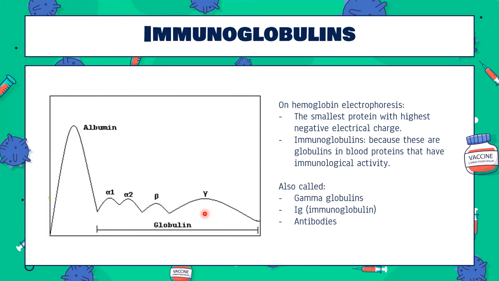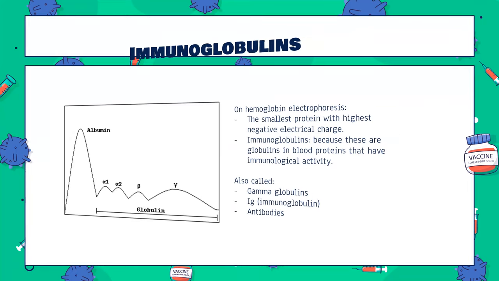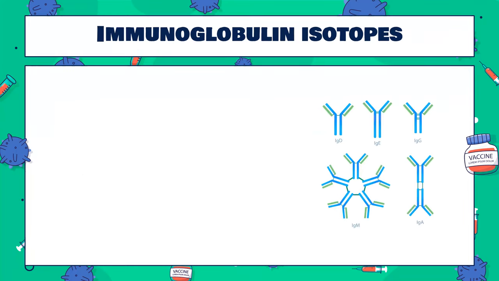No, they were named gamma globulins because on hemoglobin electrophoresis, you're going to start to see that the smallest protein with the highest negative electrical charge is this gamma protein. So they're called immunoglobulins because they are globins and blood proteins that have immunological activity. We have various different types of immunoglobulins, and I'll be going over a very detailed discussion about them, inshallah.